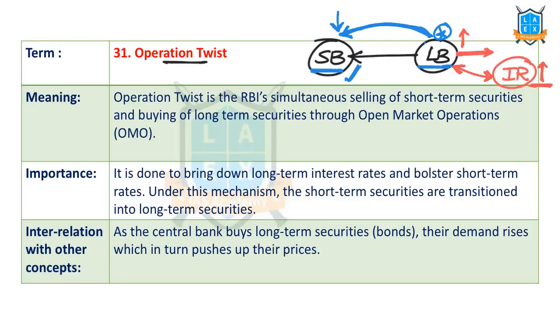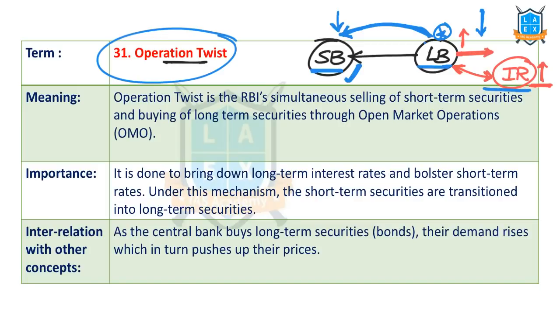That way RBI sold the short-term bonds and purchased the long-term bonds, and long-term bonds interest rate is now reduced because long-term bonds existing in the markets is less. That way it is facilitating the reduction in the interest rates from the banks. For that purpose, it has gone for Operation Twist.